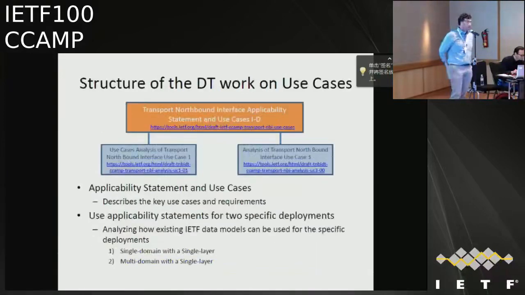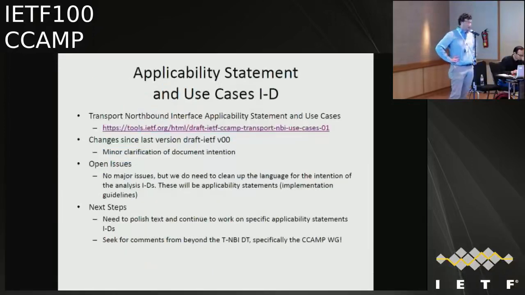Next one. So we have done some work on the use cases that we are analyzing, and we have basically three drafts. One draft describes the deployment scenarios for which we want to see how the existing YANG models can be used, and we have two drafts which describe in details how these models can be used to address specific deployments, in particular single layer, single domain deployments, and single layer multi-domain deployments.